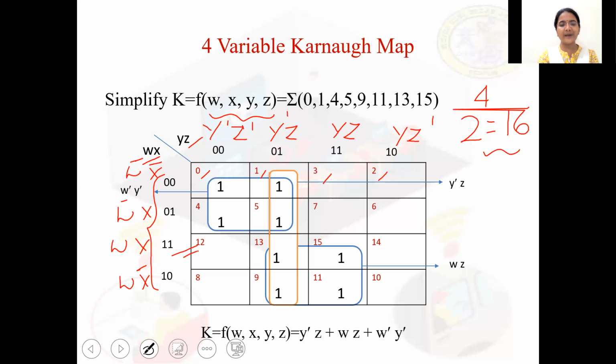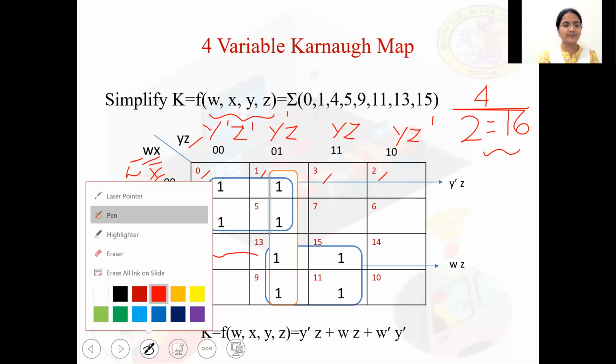In the 4 variable k map, if you are not writing 1, 1 here, then we cannot eliminate the variables. If you consider 1, 0 here, 0, 1 and 1, 0 are not adjacent. So we should not write 1, 0 here. We should write 1, 1, and afterwards for the next row we write 1, 0.